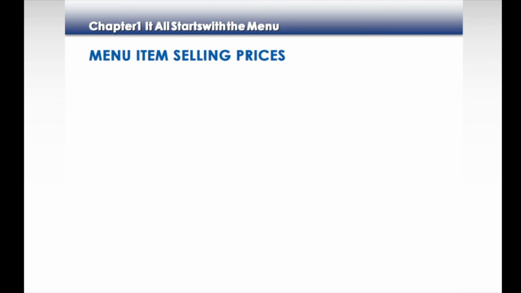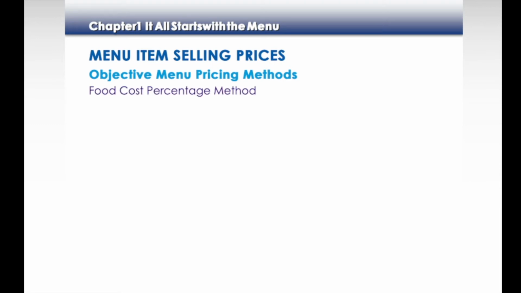Menu item selling prices. So bear with me a little bit. We're going to go through 4 different methods of menu item pricing. This is a little complicated, but follow along with me in the book, and it will be a lot easier to follow this process through. So we are on page 19 of the book. We're going to get to the first method, which is the food cost percentage method.